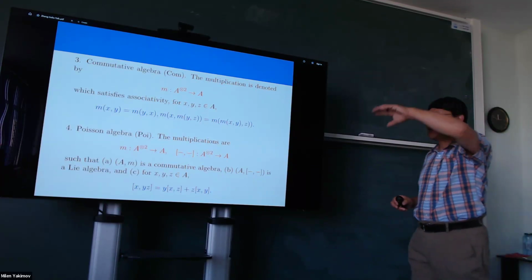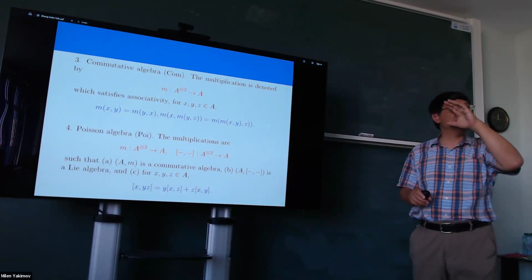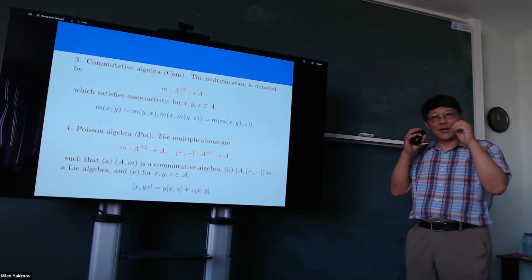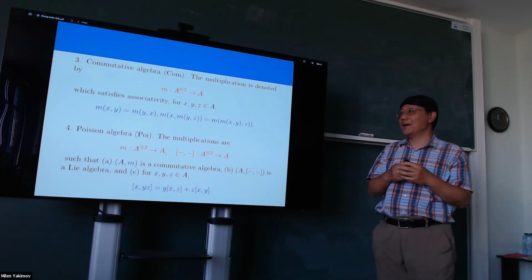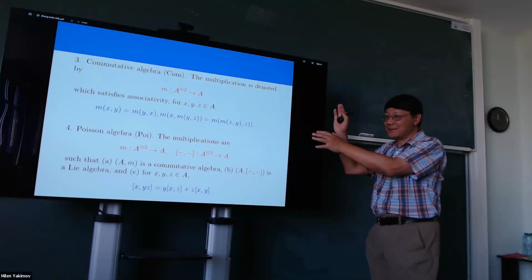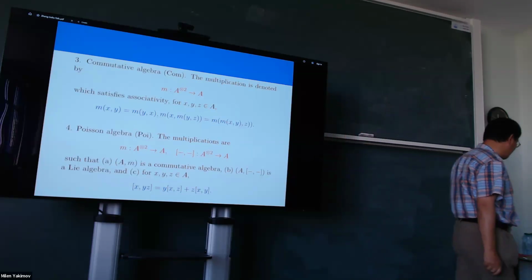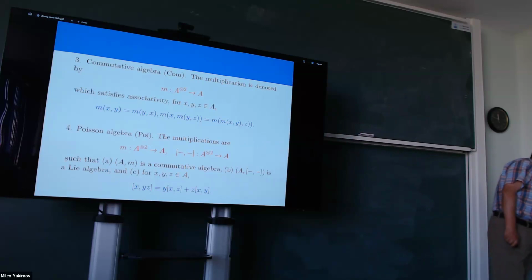Right. So in all these examples I haven't mentioned the unit, but we could ask for unitary algebras by adding a unit. I didn't do that, but it is possible to do that. Okay.